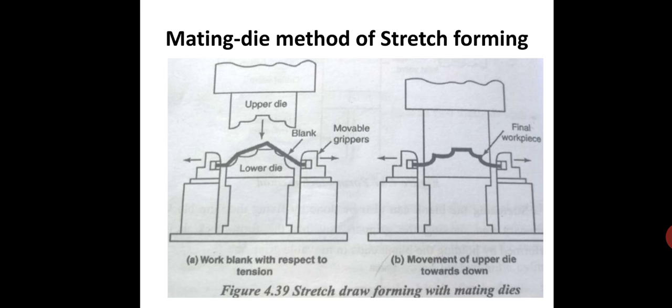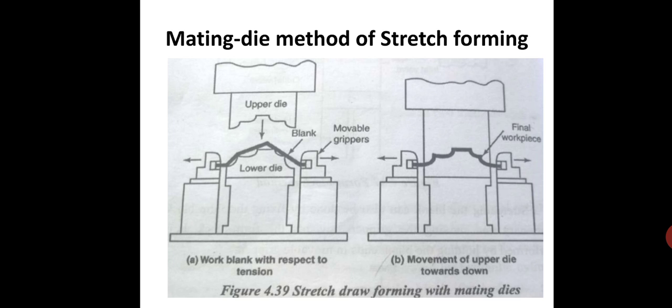If I see the upper die and lower die setups, in between, the blank, a sheet metal, is placed between the upper and lower die with the help of the movable grippers. The blank is held in the movable grippers. Here the lower die is kept stationary and the upper die is movable. The movable upper die is operated by the hydraulic or pneumatic forces.